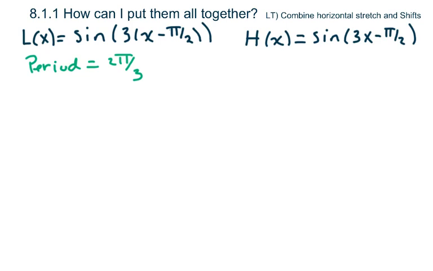If you remember, the formula for period is 2 pi over b. In both of these forms, the b is 3. So both of these equations would give you a sine wave that has a period of 2 pi over 3. But it's the horizontal shift that is different.